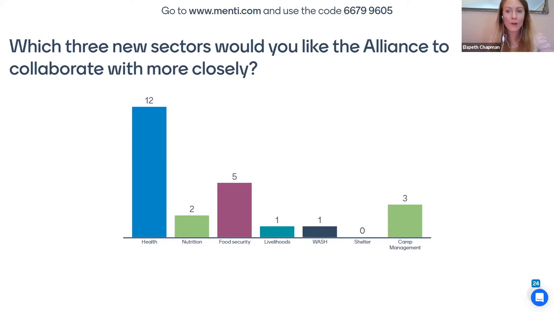Okay, great. So as this poll comes to a close, we can see a lot of the top three: health, food security, camp management, followed by nutrition, livelihoods, and WASH. So thank you so much for taking your time to do that quick Menti poll.